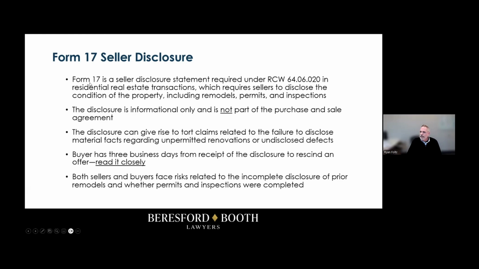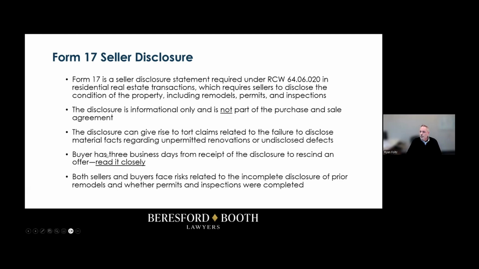The Form 17 is a requirement by statute. It requires sellers to identify and disclose known conditions with the property. It's an informational document. The interesting thing is it's not part of the purchase and sale agreement, but it is a document that can give rise to claims if there are, for example, unpermitted renovations or if there's undisclosed defects in the property. Importantly for a buyer, you have 3 business days to rescind an offer to purchase property.